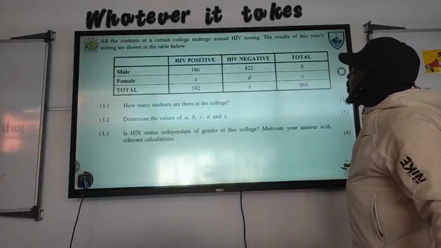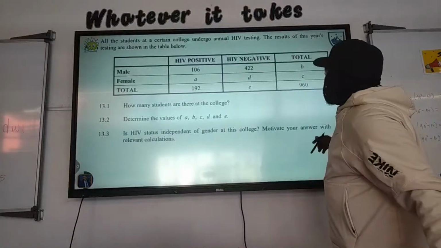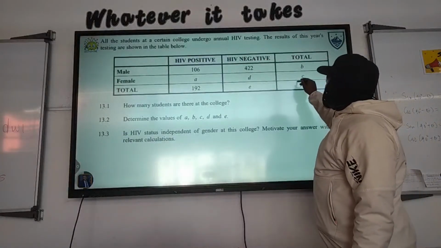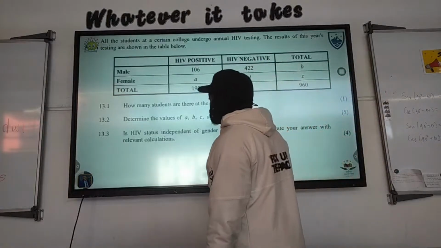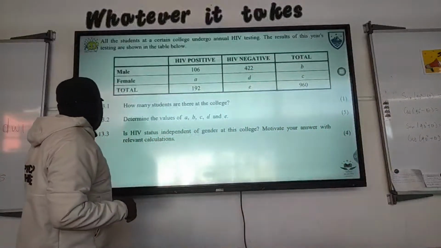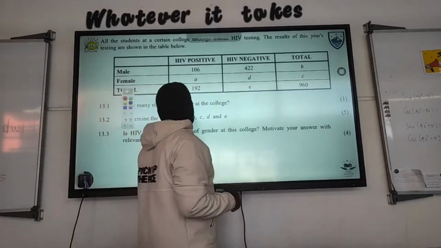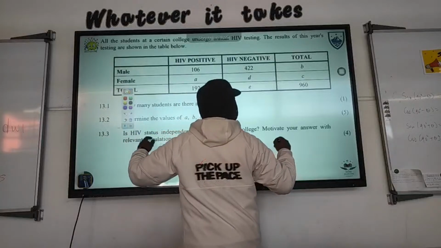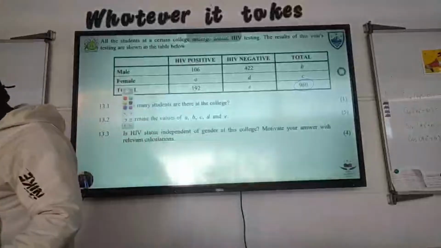So how many students are there at the college? The total number will be the one at the corner, which is 960, the total amount. I hope everybody sees it. The total amount is 960.